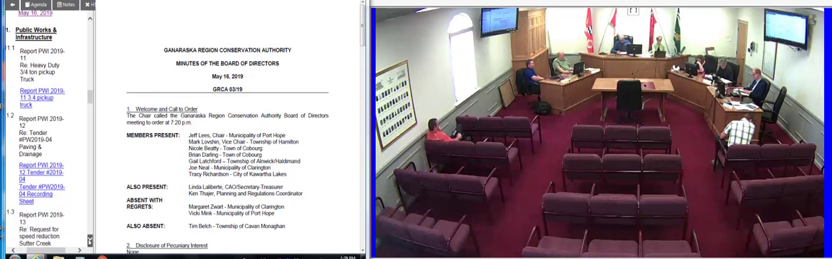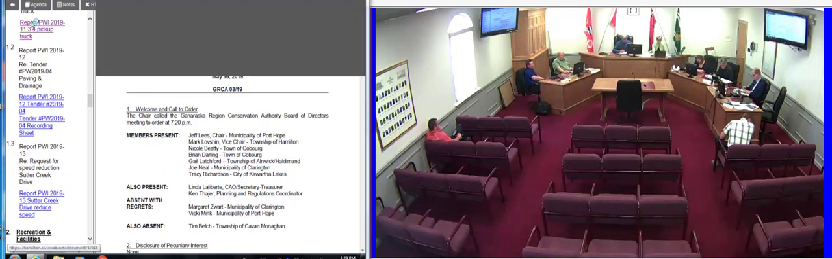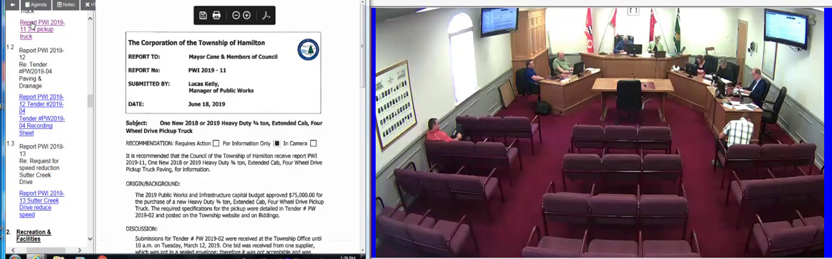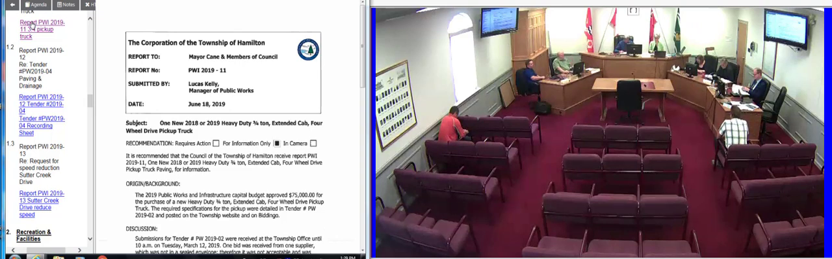Public Works Infrastructure, 11.1. We received a report regarding the heavy-duty three-quarter-ton pickup truck. We need a mover and a seconder to that report regarding the one new 2018 or 2019 heavy-duty three-quarter-ton extended cab four-wheel drive pickup truck be received for information. Moved Scott, seconded by Mark. Thank you. Any discussion on this one? All right, Pat? All in favor? Carried.